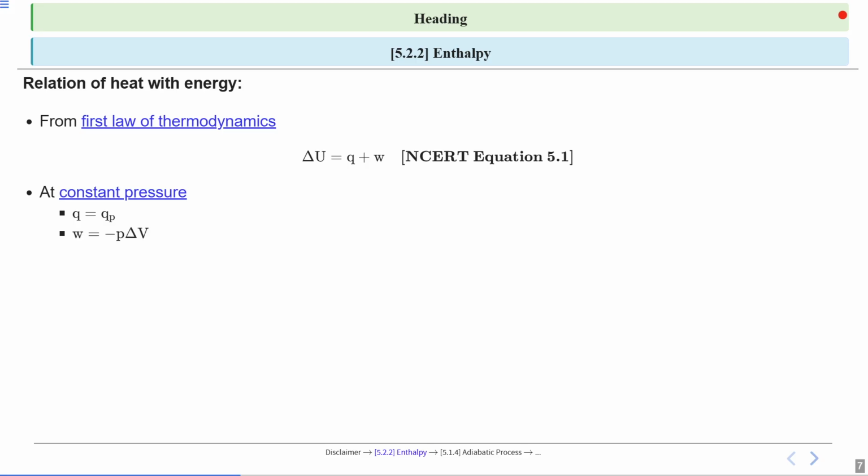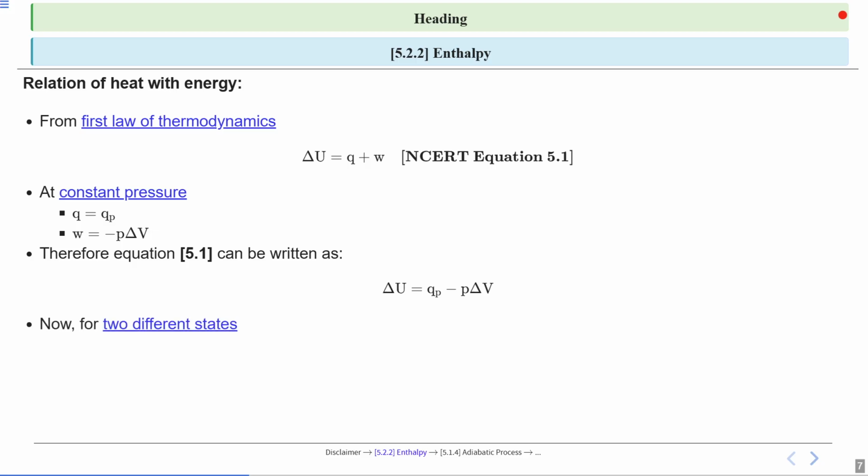Similarly, what is work? What is the formula for work? We have already seen it. It is minus P delta V. So equation 5.1 can be written as delta U is equal to QP minus P delta V. So we are just substituting the values that we have seen at a constant pressure.